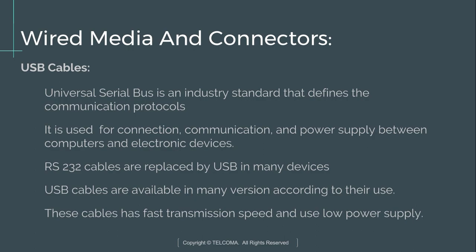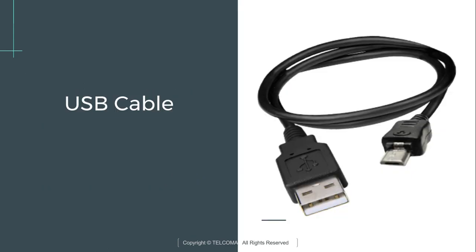Next is USB cable. USB stands for Universal Serial Bus. It is an industry standard that defines the communication protocols. It is used for communication and power supply between the computer and electronic devices. RS-232 cables are replaced by USB in many devices. USB cables are available in many versions according to their use. So this cable has a fast transmission speed and uses low power supply. This is the diagram of USB cables.